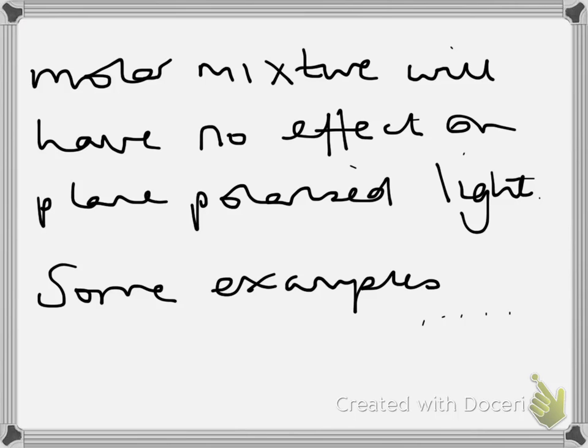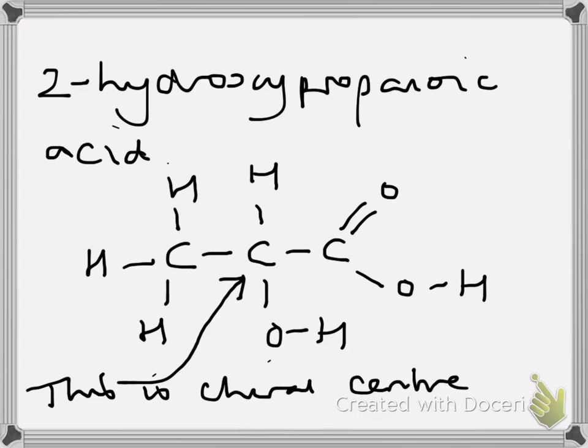Let's have a look at another example where there's an asymmetric carbon. If you look at 2-hydroxypropanoic acid, you look at the main structure, you can see that the middle carbon is a chiral center. So just to check, it's tetrahedral around that carbon and it has 4 different functional groups. In this case, it's got a hydrogen, a COOH, an OH and a CH3.